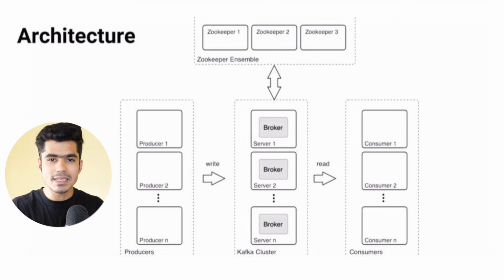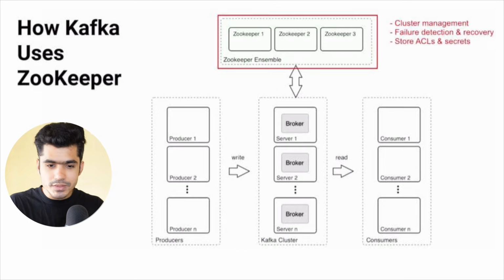ZooKeeper also manages the access control list and all of the other security related things and management. So this is basically the manager of the whole Kafka cluster. That is all you have to understand. If you want to understand ZooKeeper in detail, you can read more about it. So how Kafka uses ZooKeeper: cluster management, failure detection and recovery, storing access control lists, and the secrets that we already talked about.